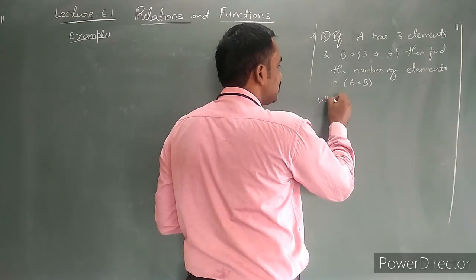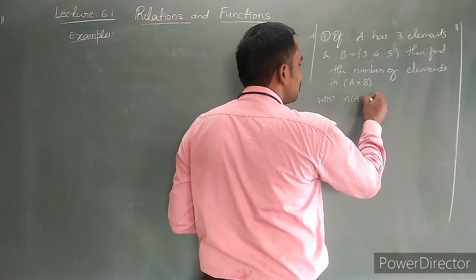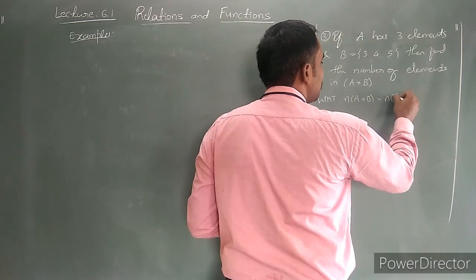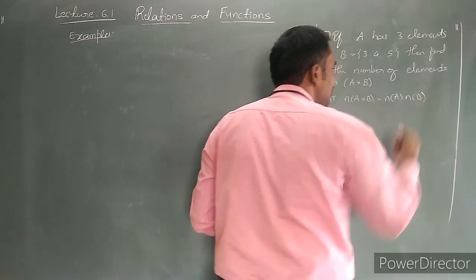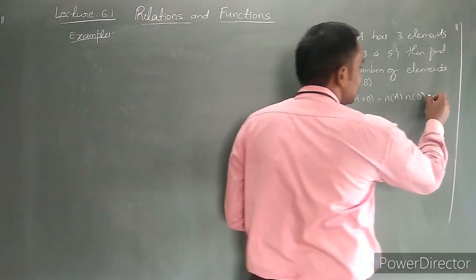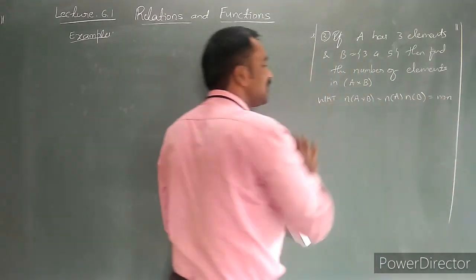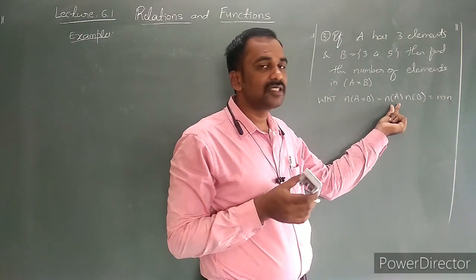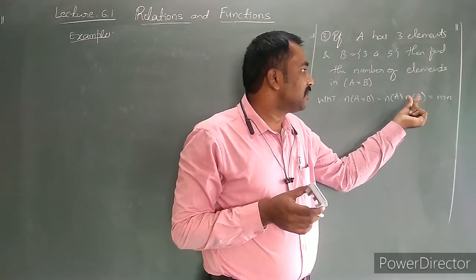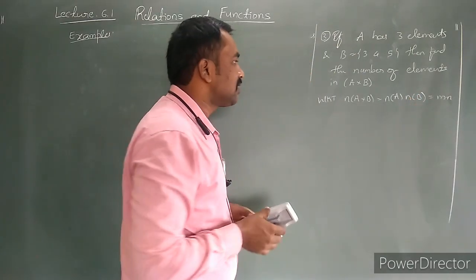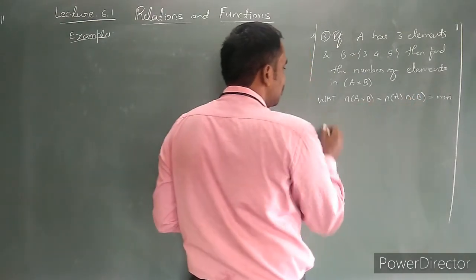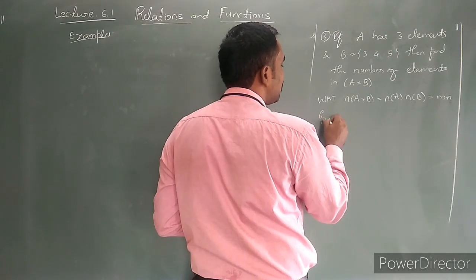What is the formula? We know that n of A cross B is equal to n of A into n of B, or simply written as m into n. What does m represent? M represents the number of elements in the set A. N represents the number of elements in the set B. Okay. Anyhow, here, what is given?